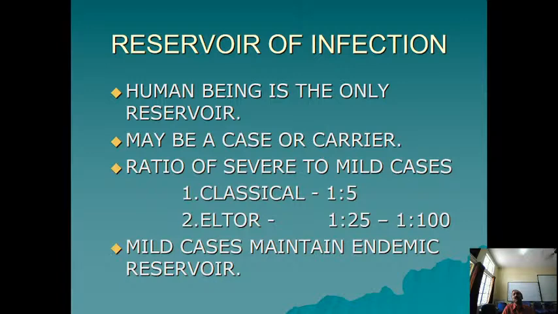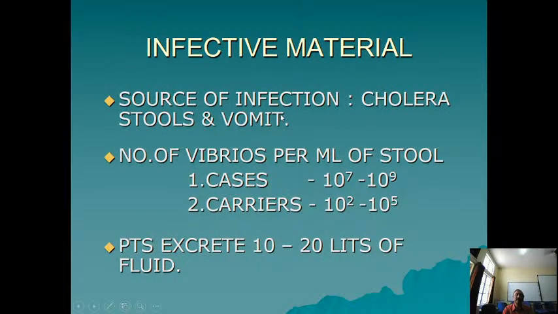The reservoir of the infection is the human being, and it may be a case or a carrier. The ratio of severe cases to mild cases is 1:5 in classical. In El Tor, it is 1:25 to 1:100. Mild cases are the ones who maintain the endemic reservoir. The source of infection is cholera stools and vomitus, and the number of vibrios per ml of stool in cases is 10⁷ to 10⁹, while in carriers it is 10² to 10⁵. So you still have quite a large number of vibrios even in carriers in the stool.